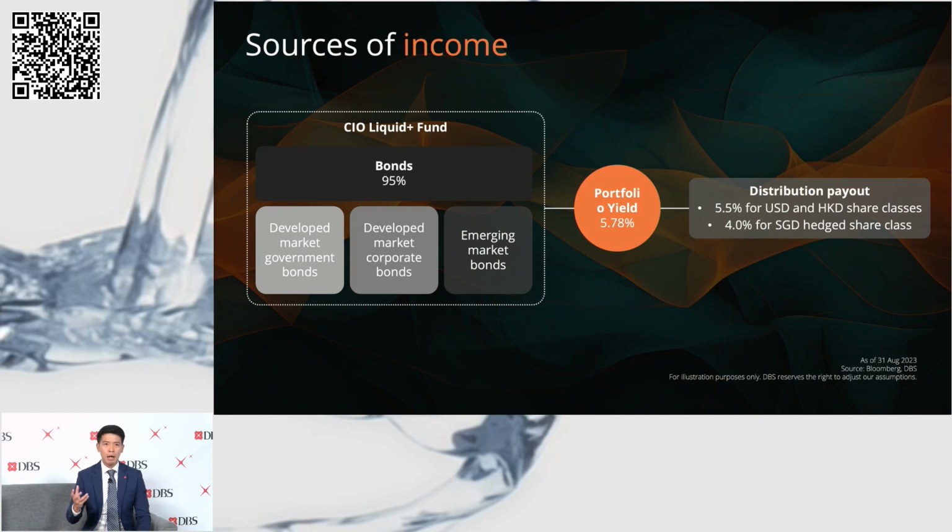From the coupon income that we receive, we then pay out a distribution to our investors. This will be 4% for the Sing Dollar share class, Sing Dollar H share class, and 5.5% for the US dollar and Hong Kong dollar share classes, respectively.